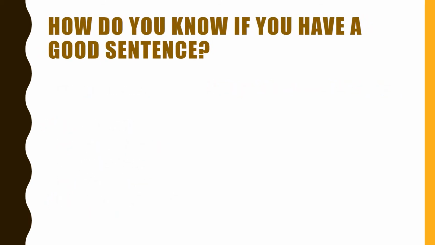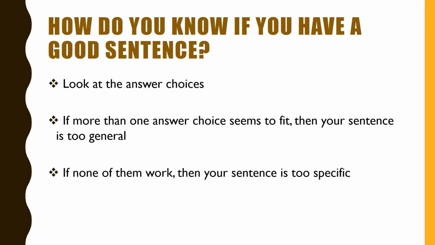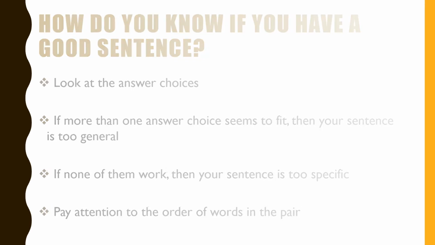So how do you know if you have a good sentence? Firstly, look at the answer choices. If more than one answer choice seems to fit, then your sentence is too generic or general. And if none of them work, then your sentence is too specific. Make sure that you always pay attention to the order of words in the word pair in order to get a good sentence. And that leads us to our second strategy.